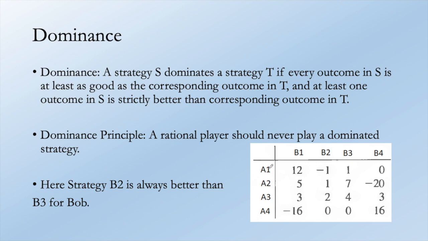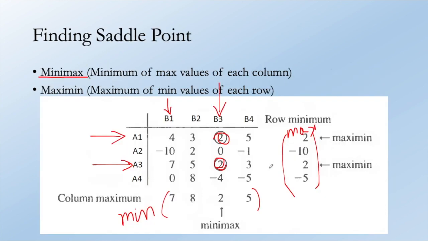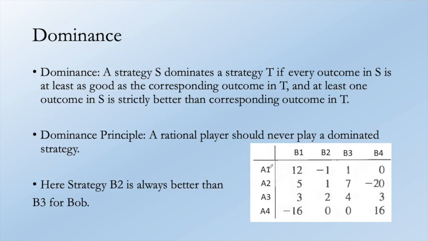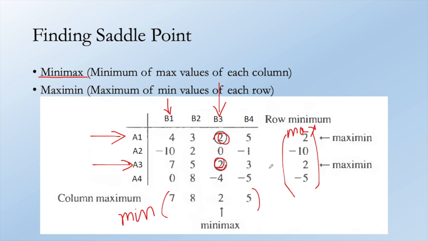But the problem is that this saddle point does not always exist. We will see shortly. But if a saddle point exists in a game, that's the easiest way. You apply the maximin and minimax principle. Whatever value you get, if that value is the same, then you have the solution to that particular game. And in this case, the value of the game is 2.